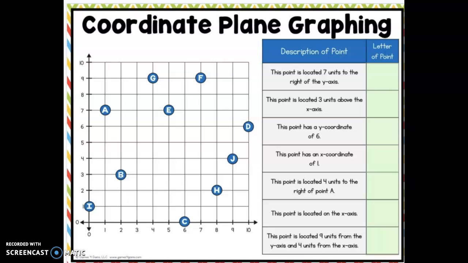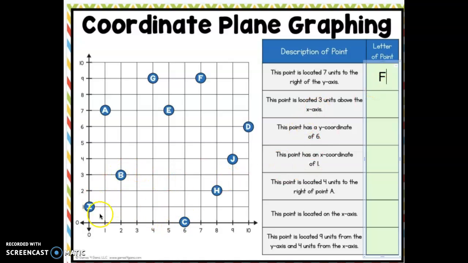So they want us to talk about where the different points are located. So it is 7 units to the right of the y-axis. So if I look here and I go over 7 units, there's no other coordinate but the F, and that's going to be my answer. This point's located 3 units above the x. So let's see, which numbers are on the 3? That's the B. The point has a y-coordinate of 6. So let's see, which one is on the 6? That's a D.